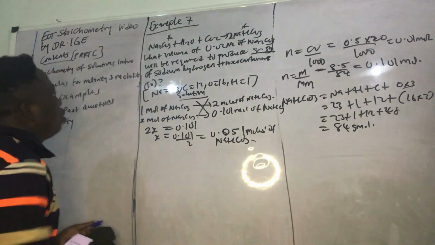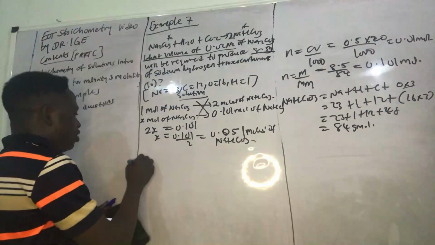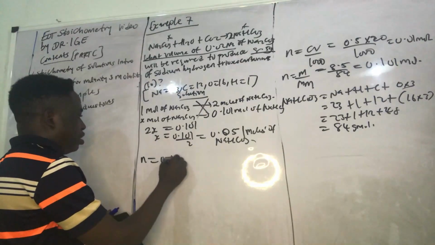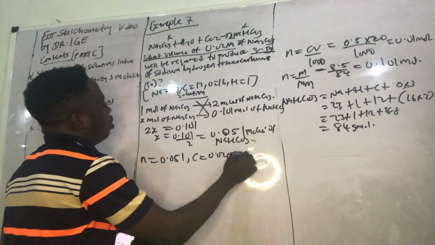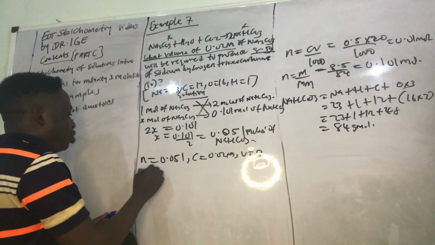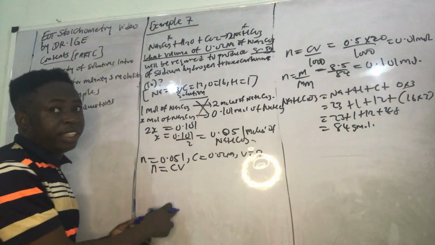What are we looking for? We're looking for the volume. But you see, they gave us the concentration. Look at it now. We have number of moles as 0.051. We have concentration as 0.02 mole. We are looking for volume. What formula should we use? n is equal to what? CV over 1000.